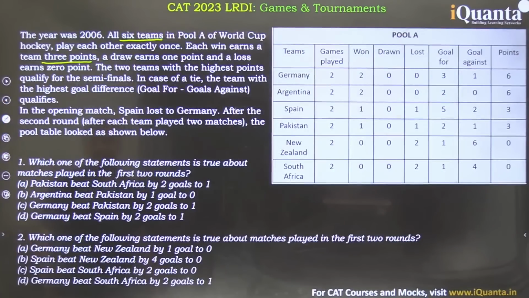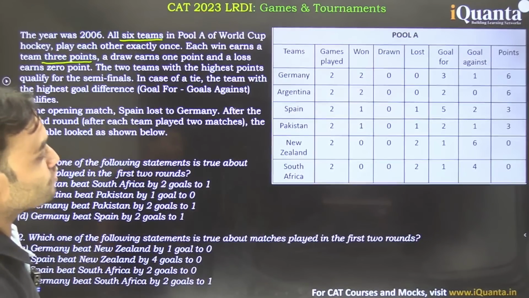Germany beat Pakistan by 2-1 goals, not possible. Germany beat Spain by 2-1, no, not possible. So only true is B. Argentina beat Pakistan by 1-0 goal.